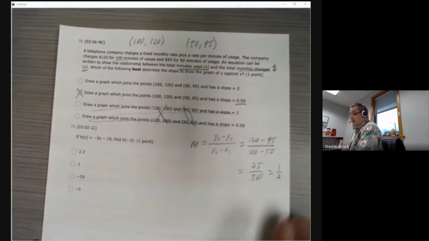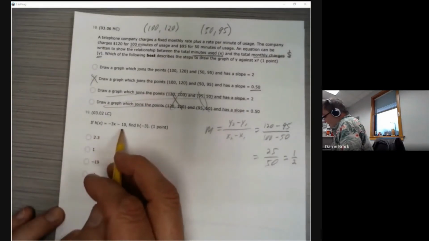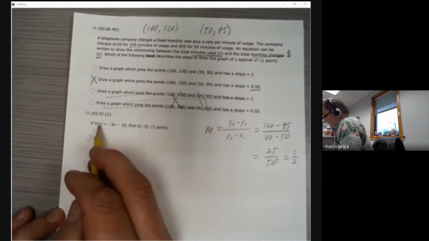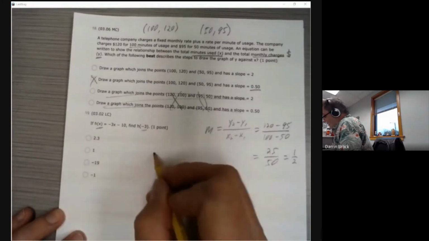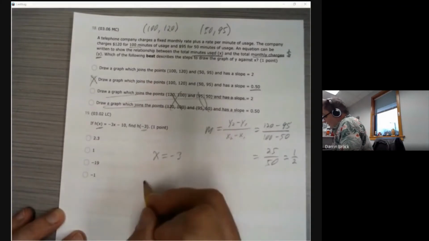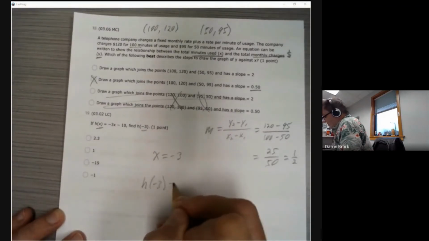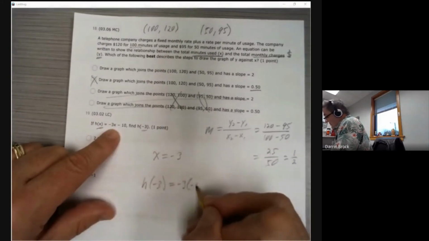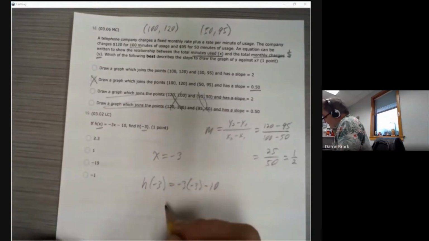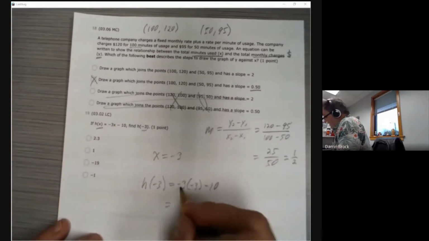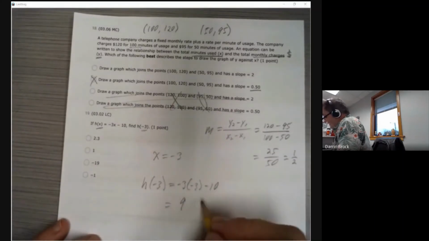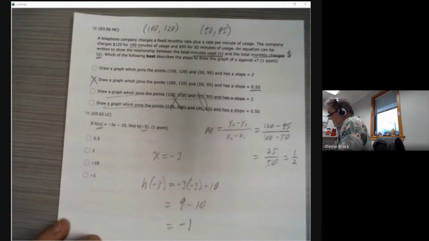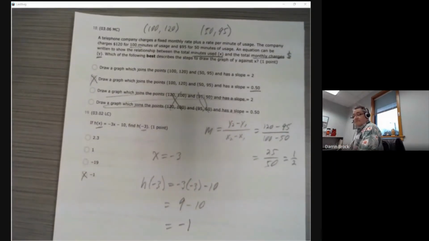Notes. Make notes, guys. All right. If h of x equals negative 3x minus 10, find h of negative 3. So h of negative 3 is going to equal negative 3 times, instead of x, we know x equals negative 3, minus 10. So negative 3 times negative 3. A negative times a negative is a positive, minus 10. So it equals negative 1, because 9 minus 10 is negative 1.